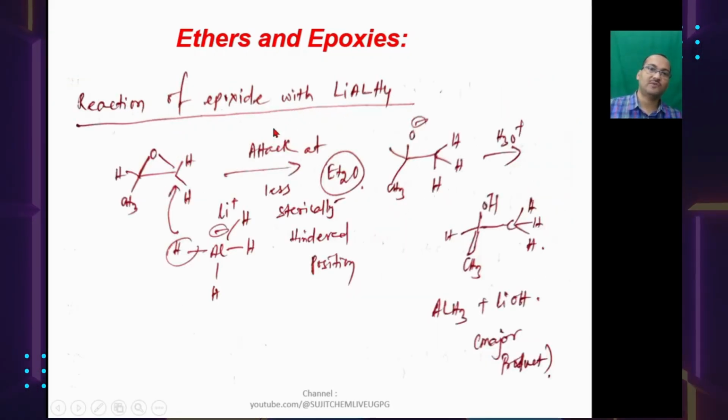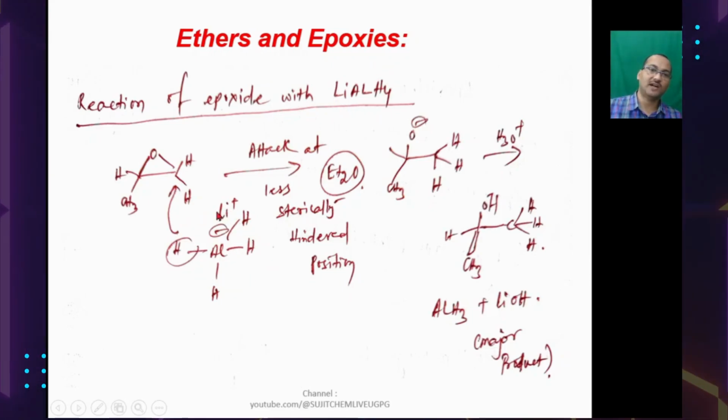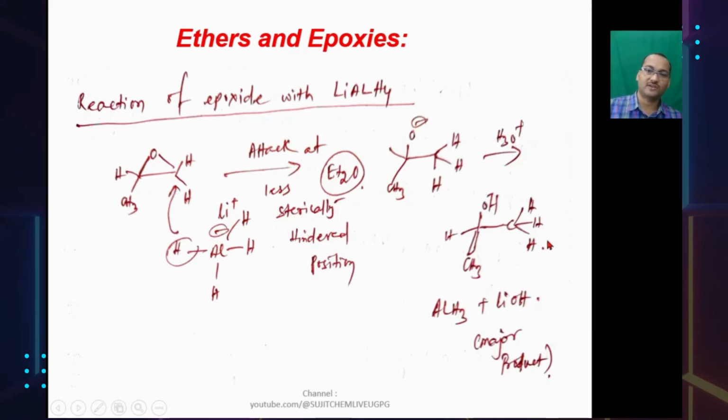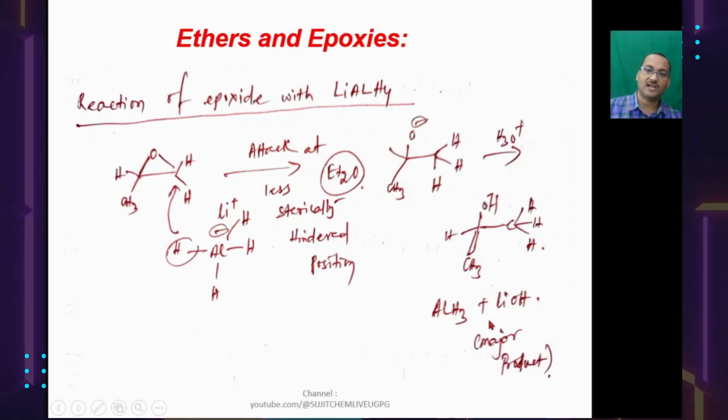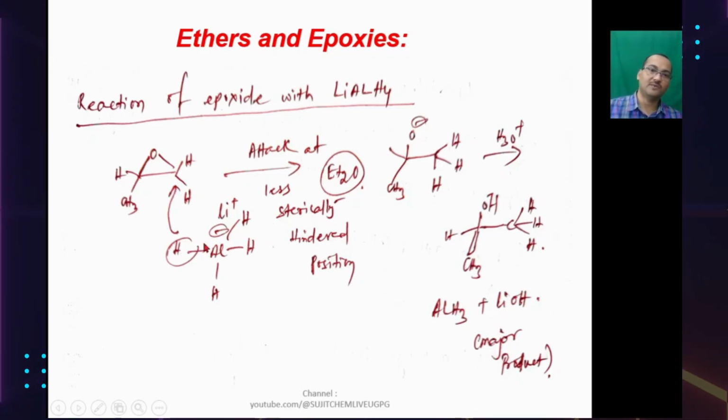The next is the reaction of epoxide with lithium aluminum hydride. So this is the structure of lithium aluminum hydride. It is a hydride donor. So here H minus attacks the less hindered side of an epoxide and this bond will break on oxygen. As a result you get this oxo anion, and upon protonation you have this alcohol as the major product. So basically the hydride H minus will attack the less sterically hindered position of the epoxide.